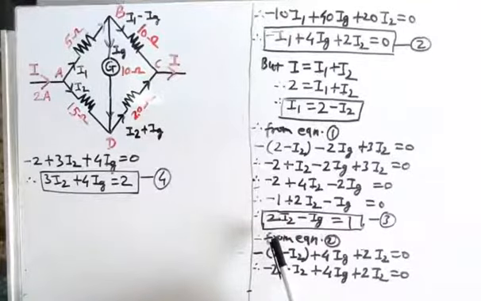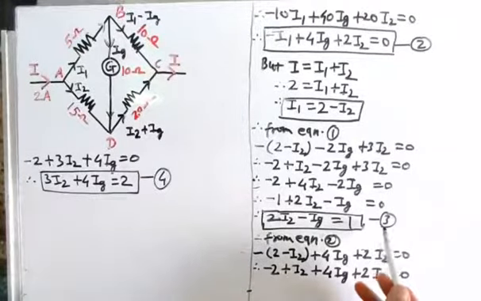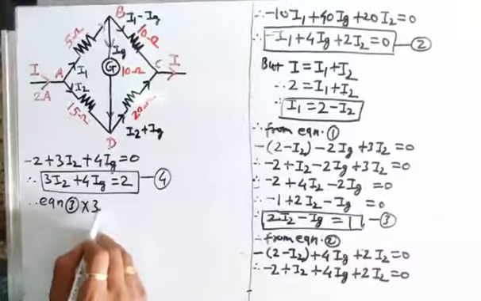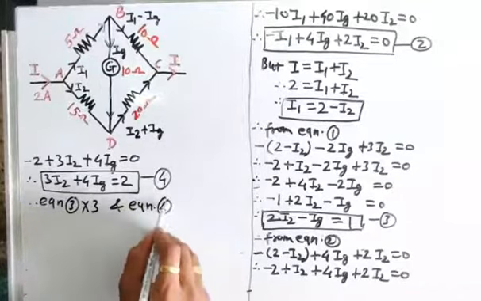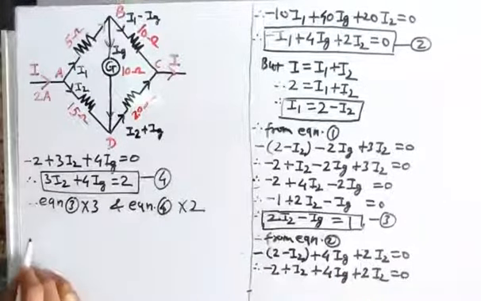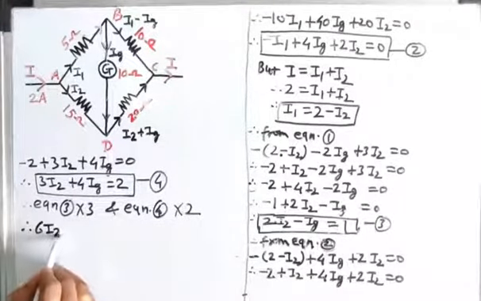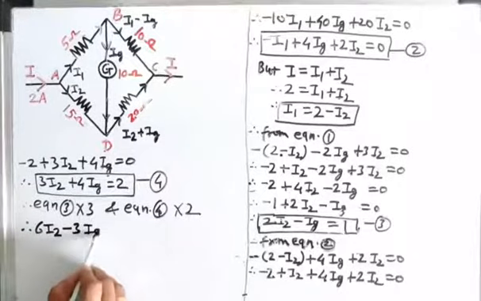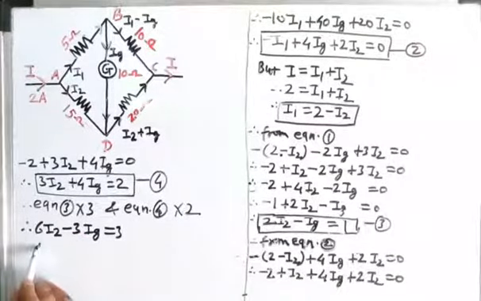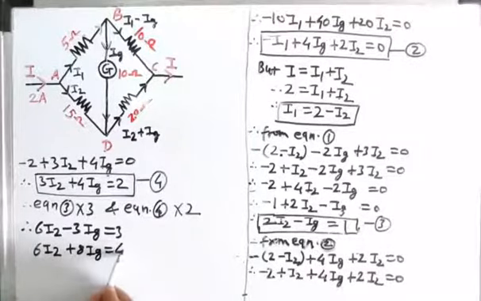Now we are going to make use of equation 3 and equation 4 for finding the value of IG. So we will multiply equation 3 with 3 and equation 4 we are going to multiply with 2. Therefore we can write this equation multiplied by 3 as 6 I2 minus 3 IG is equal to 3. Now multiplying equation 4 with 2 we get 6 I2 plus 8 IG is equal to 4.